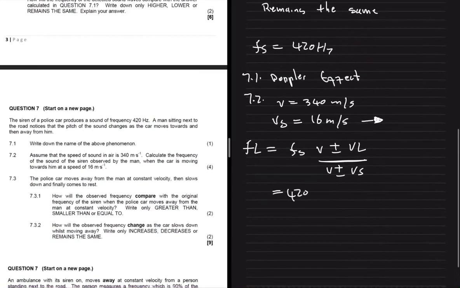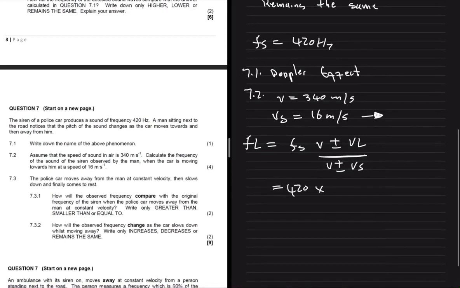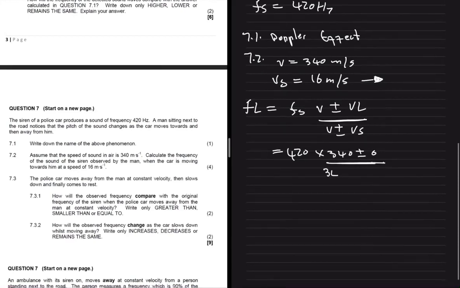That is 420 Hz multiplied by the speed of sound in air, which is given as 340 plus or minus 0. The observer is stationary. Then 340, because it is moving towards, on the denominator we have a minus. If it was moving away, then we'd have a plus. So that is minus 16, as the speed of the sound source is given.